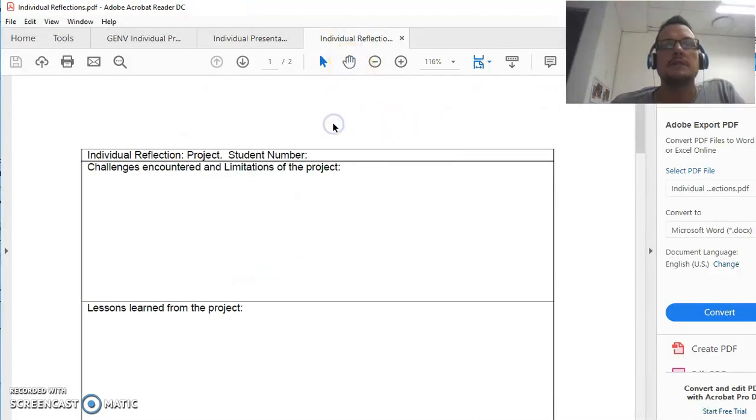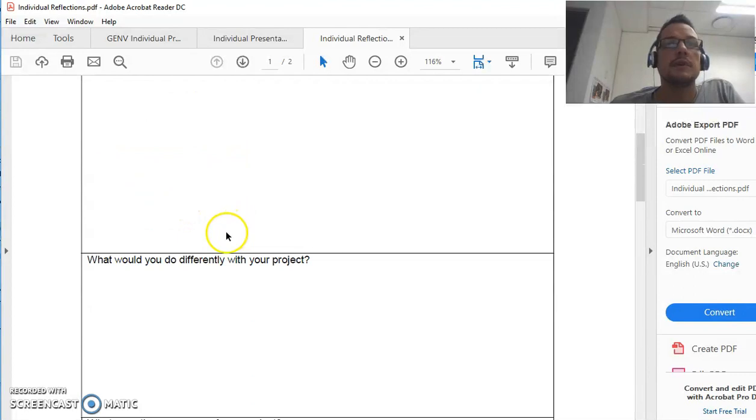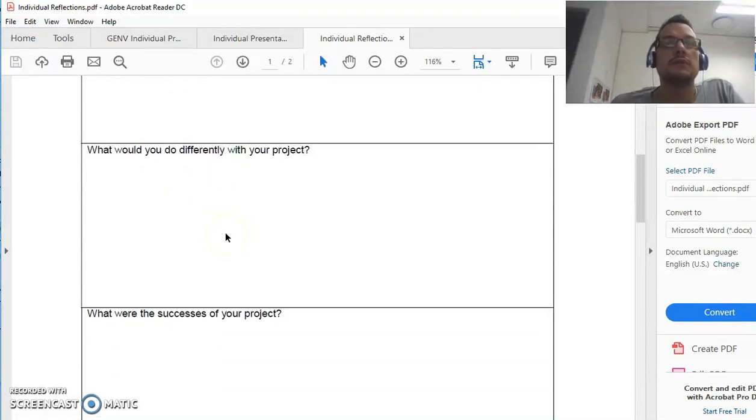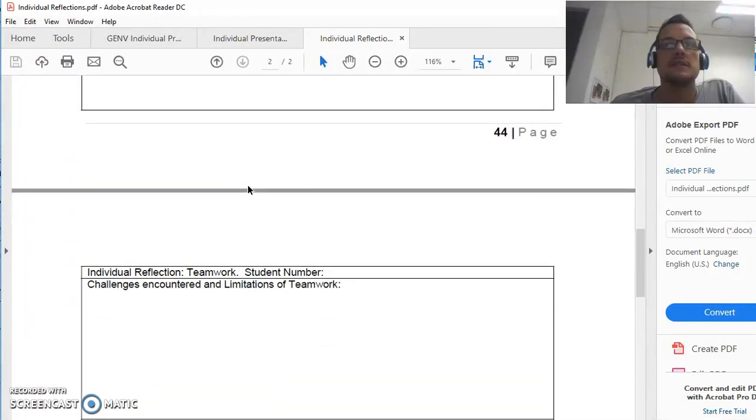We're also expecting you to include this in your presentation and hand it in. We're looking for you to do an individual reflection on the project. What were the challenges you encountered and the limitations you encountered? What were the lessons learned you encountered from the project? What would you do differently for your project? And what were the successes to you of your project?